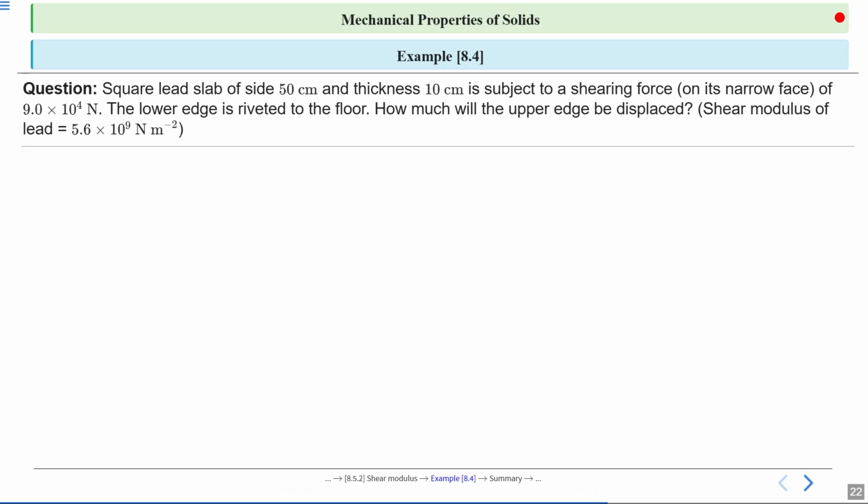Example 8.4. A square lead slab of side 50 cm and thickness 10 cm is subject to a shearing force on its narrow face of 9.0 times 10 raised to the power 4 Newton. The lower edge is riveted to the floor. How much will the upper edge be displaced? Shear modulus of lead is equal to 5.6 times 10 raised to the power 9 Newton per meter square.